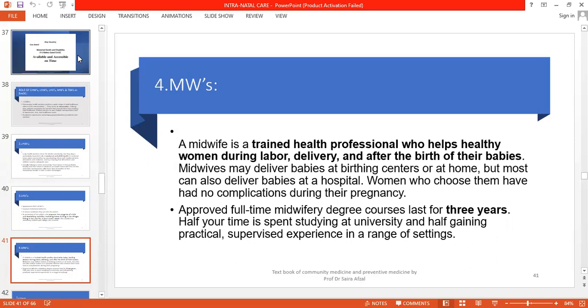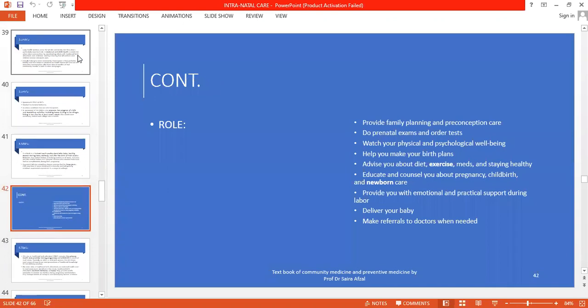Midwives. A midwife is a trained health professional who helps healthy women during labor, delivery, and after the birth of their babies. Midwives may deliver babies at birthing centers or at home, but most can also deliver babies at a hospital. Women who choose them have had no complications during their pregnancy. An approved full-time midwifery degree course lasts for 3 years; half your time is spent studying at university and half gaining practical supervised experience in a range of settings.